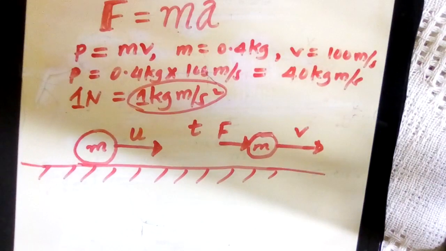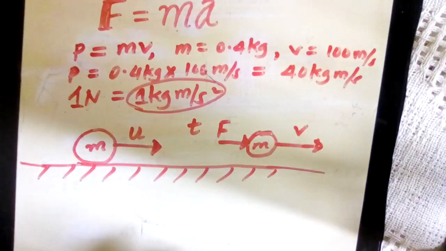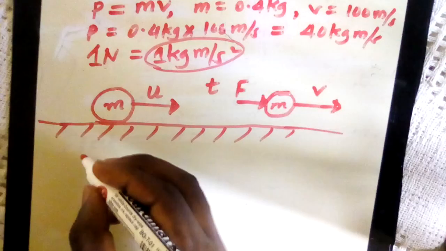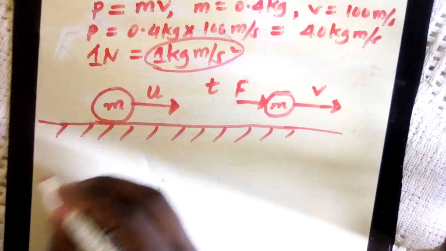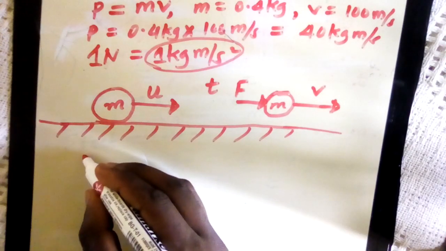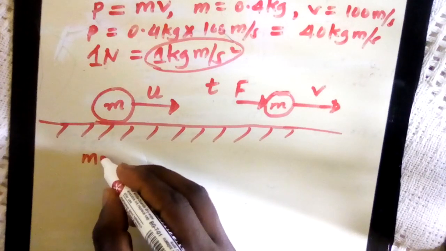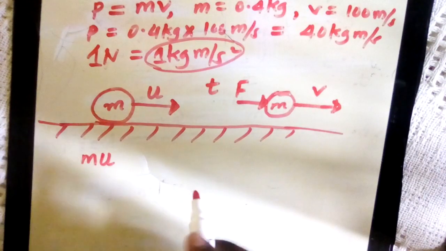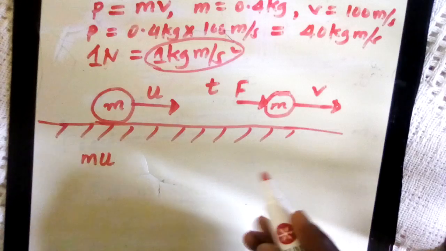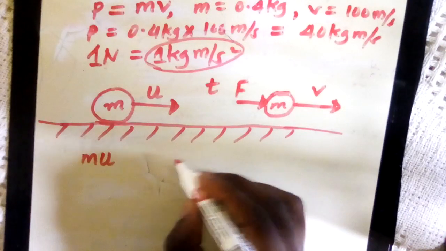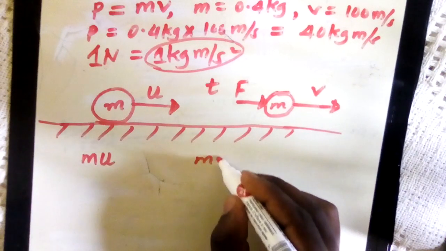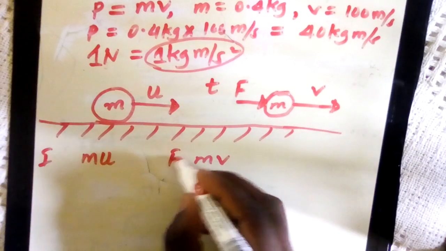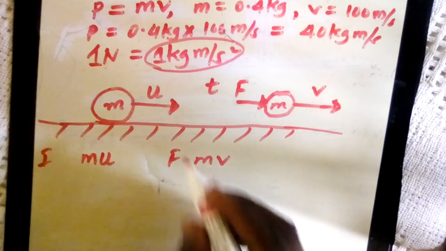So what would be its initial momentum? The body's initial momentum will be mu, and the body's final momentum will be mv. So this is the initial momentum and this is the final momentum.